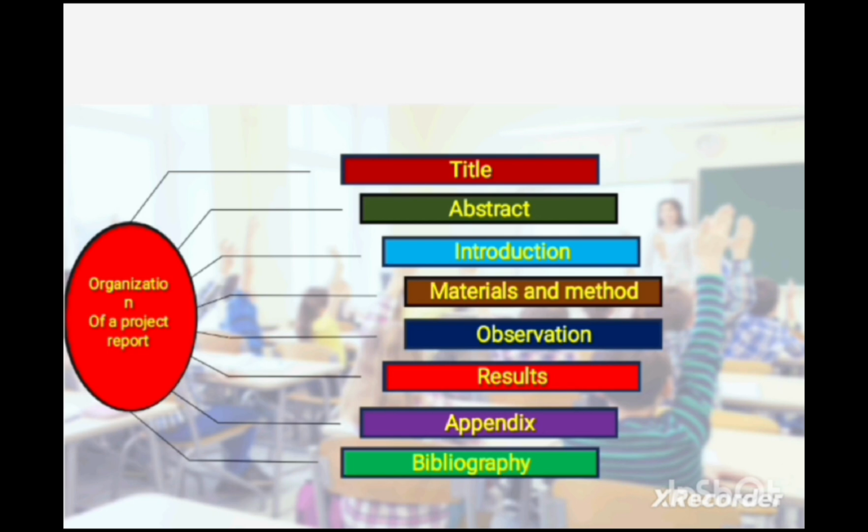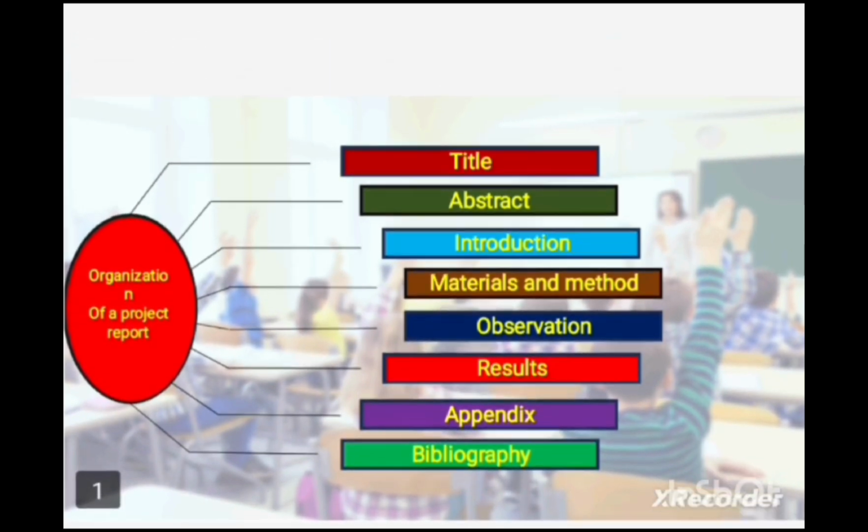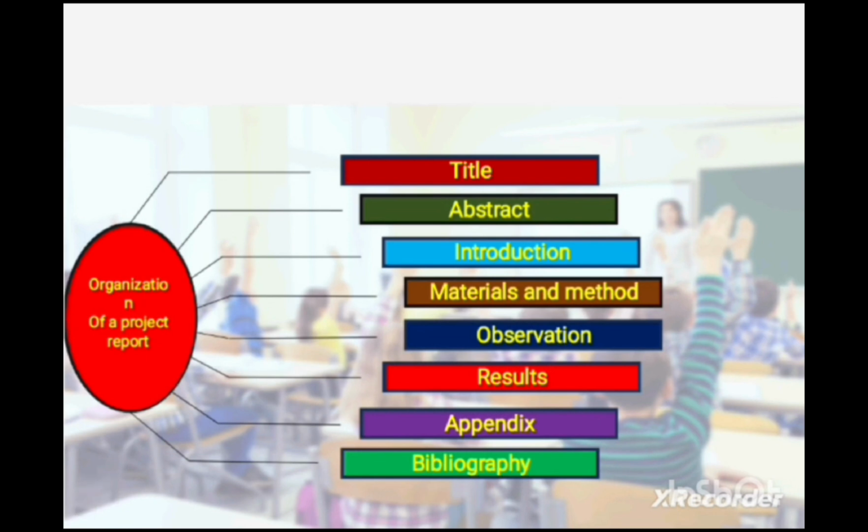Next, bibliography. The bibliography of a project report is a list of all sources, references, and materials consulted during the creation of a project. It includes books, articles, websites, and any other resources that contribute to the research and support the information presented in the report.